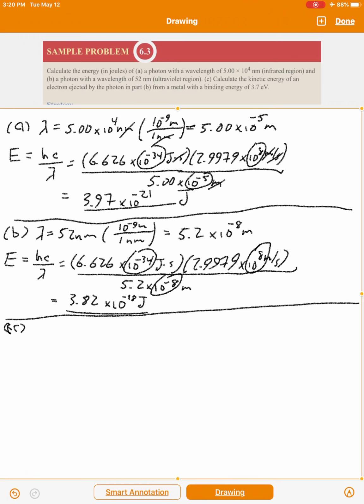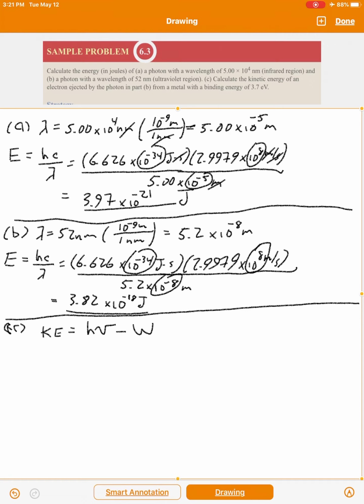Okay, but this is really an issue of the photoelectric effect. The kinetic energy of the ejected electron, the photoelectron, is equal to the energy of the photon that impinges on the surface minus the work function. That's the binding energy of the surface.